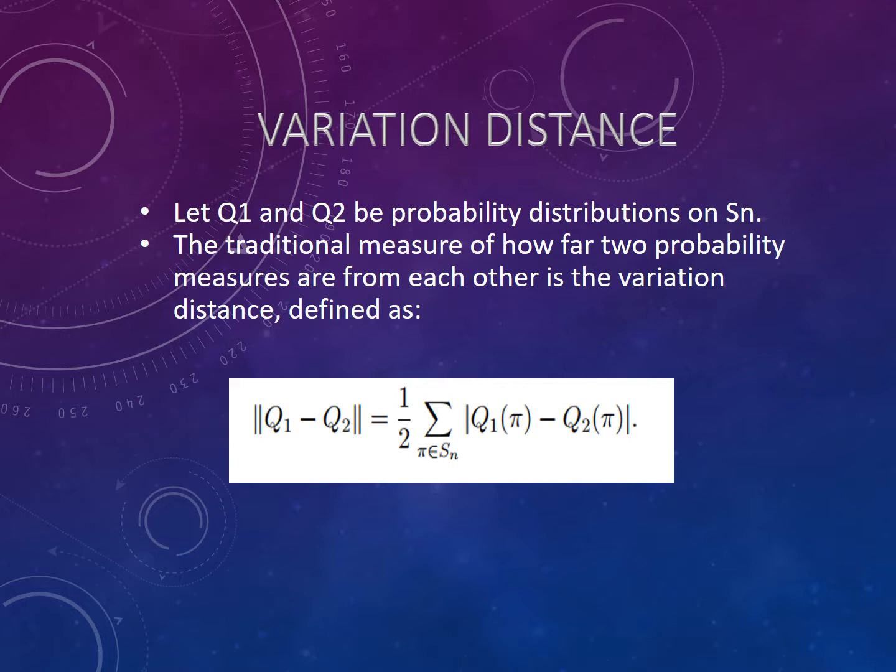So we have Q1 and Q2 on Sn. Q1 is the density calculated for riffle shuffling, and Q2 is for complete reversal, the density that gives probability 1 for 3 2 1 and 0 for all other permutations.